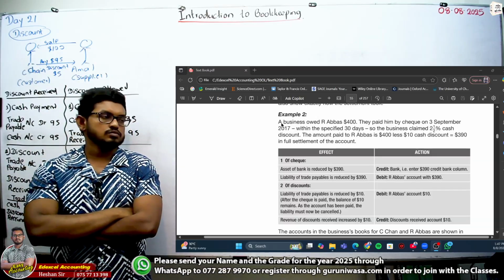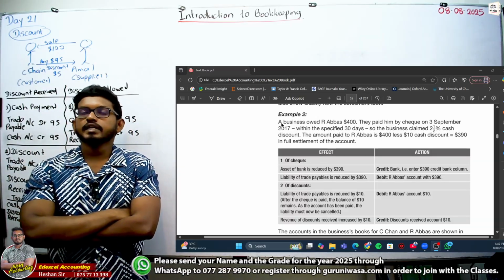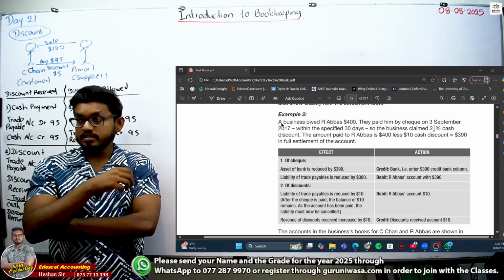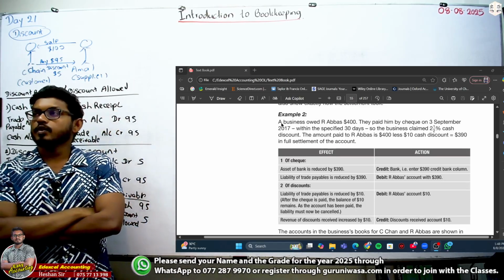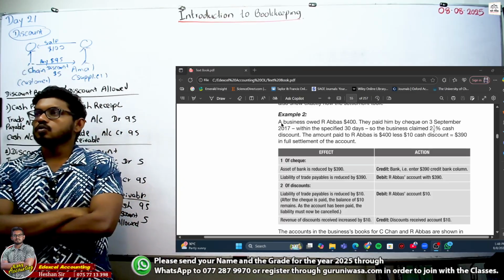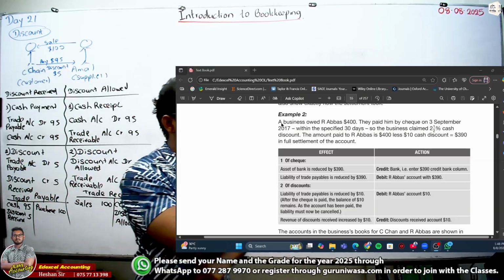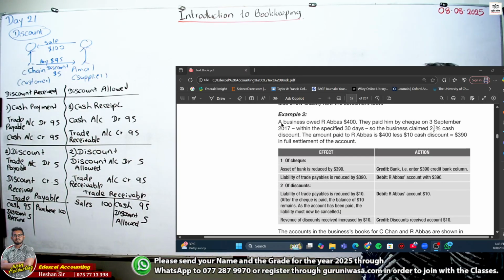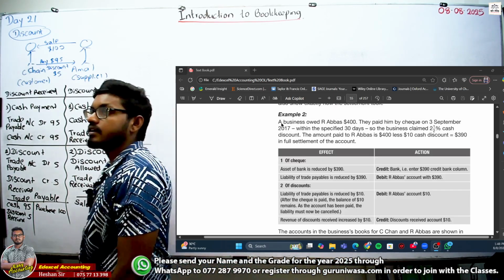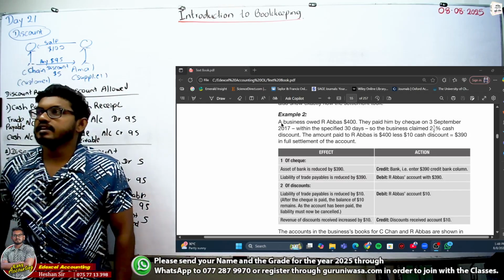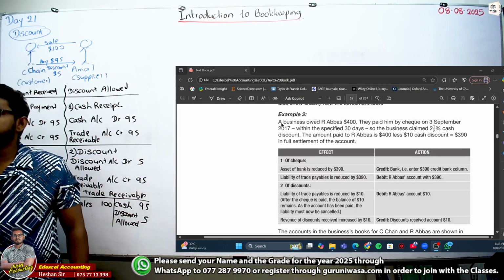Right? 2.5% cash discount. Once you multiply 400 by 2.5%, just multiply and see. You can use calculators, right? So 400 multiplied by 2.5% means it's 10, right? So 400 minus 10, so they only need to pay 390.